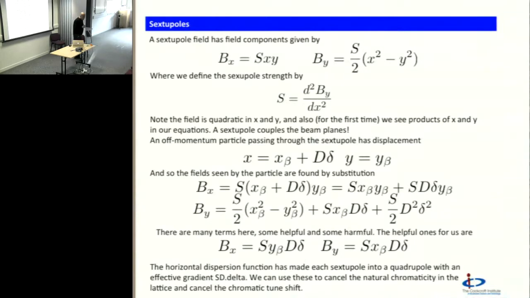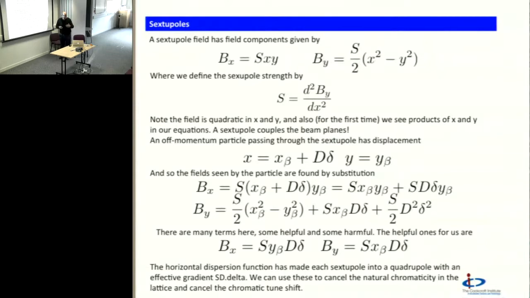So this is the first time we'll see transverse coupling in our lattice, which is generally a bad thing. We have to generally correct it and deal with it. But we don't want that bit. We want the quadratic bit.